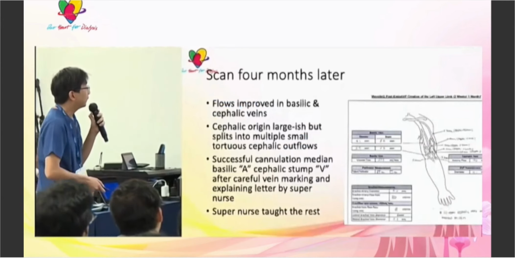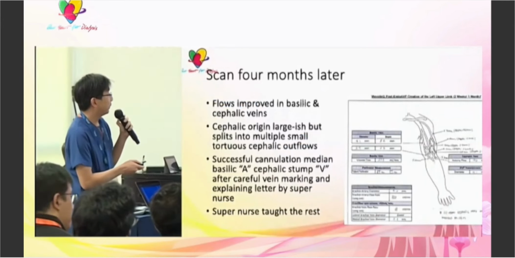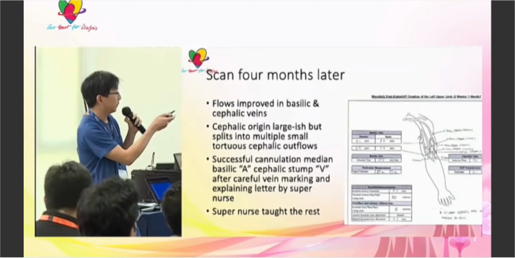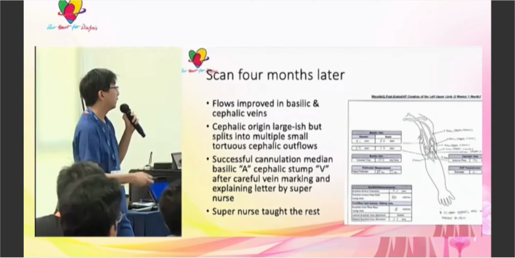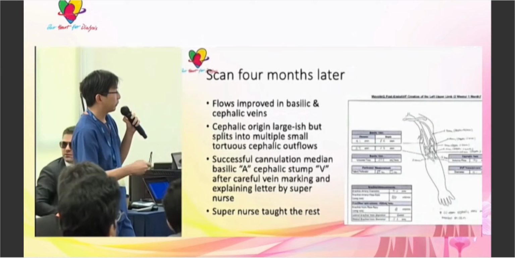4 months later, the flow was improved with basilic and cephalic veins. So we've got volume flow of 172 in the cephalic and 373 in the basilic. So the coiling of the brachial vein helped.